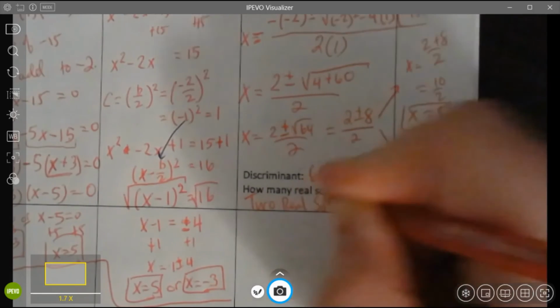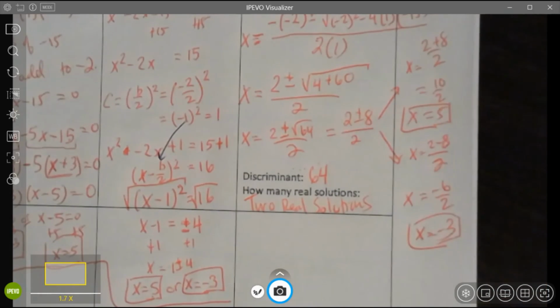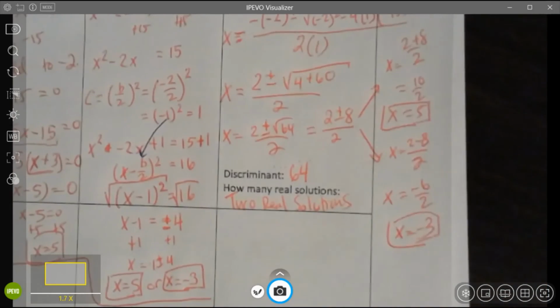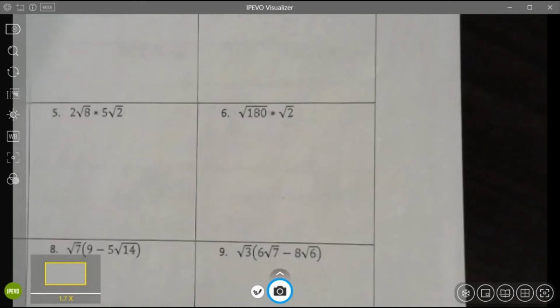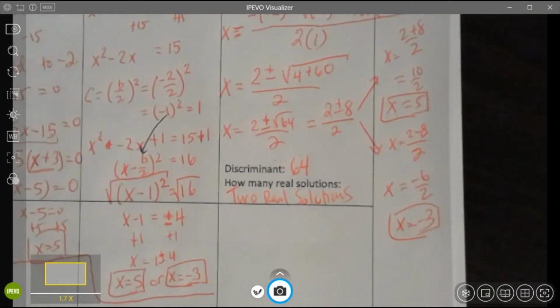Okay. And then in the next video that I post, I'll be going over the last part of this review, which is all about simplifying radicals.